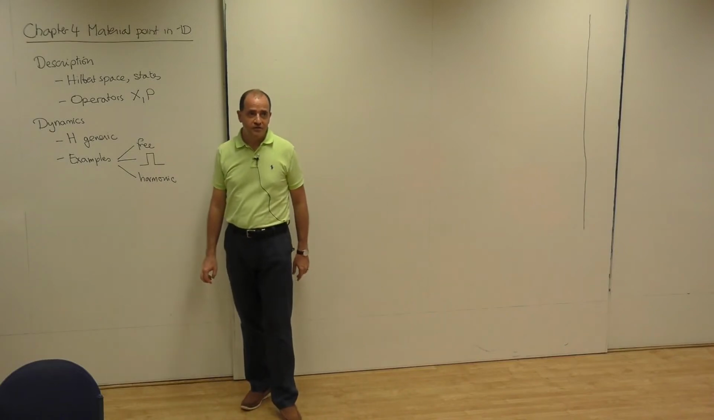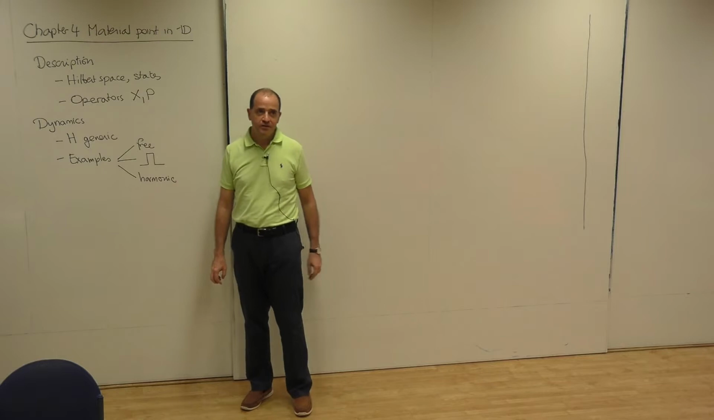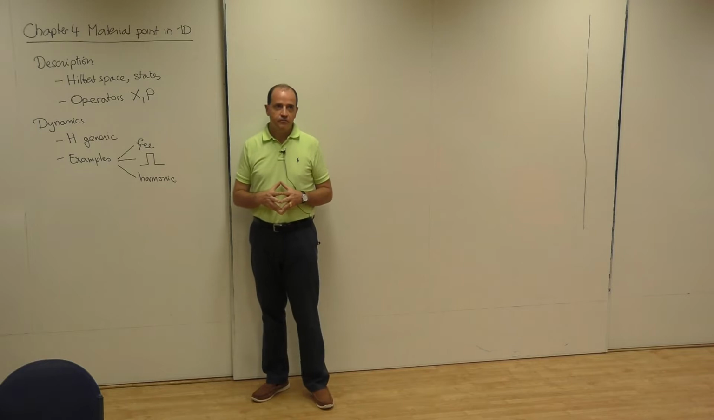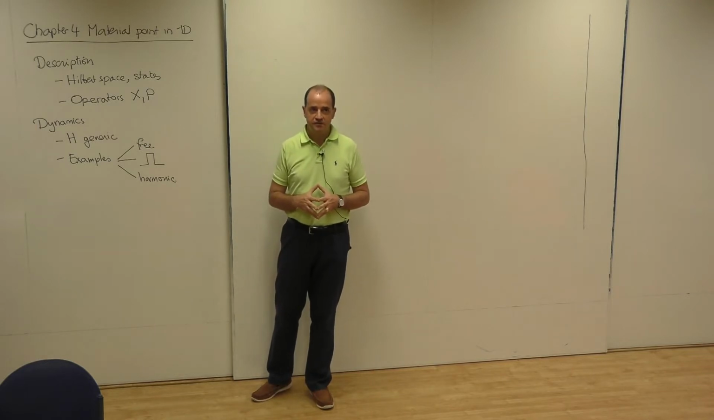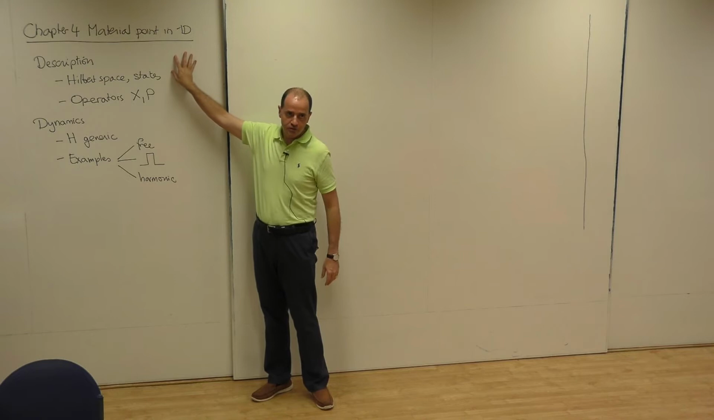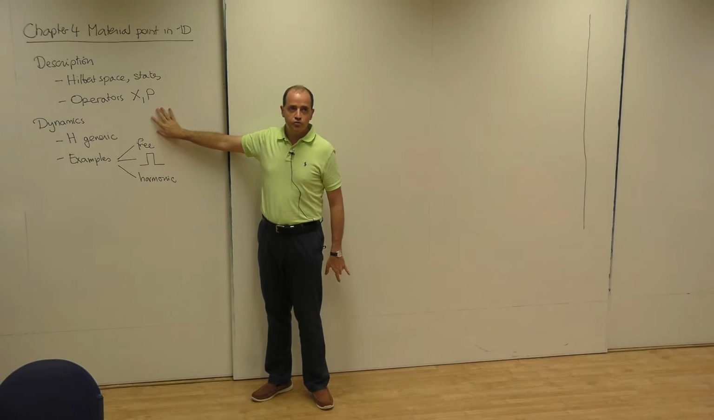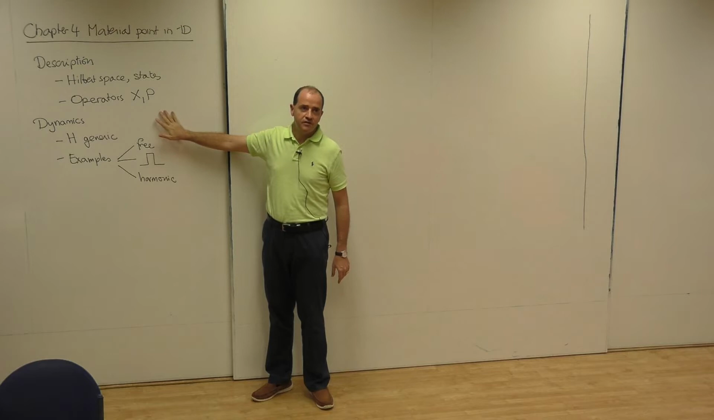Okay, welcome to the first lesson on chapter 4 of our module, which is devoted to the material point in one dimension, or the famous infinite dimensional Hilbert spaces. The plan of the chapter is very similar to the plan of the chapter on two-level systems. We are going to go first through the description of the system, and then later to the dynamics. The difference will be that in this case, the dynamics will take much longer, and there are many varied possibilities, much more varied than the one for the two-level system.